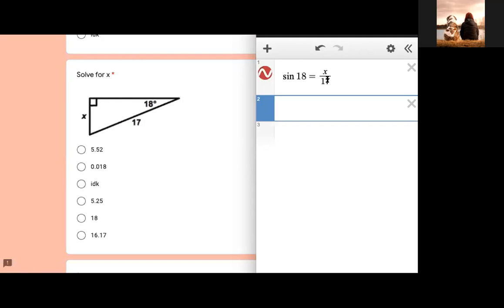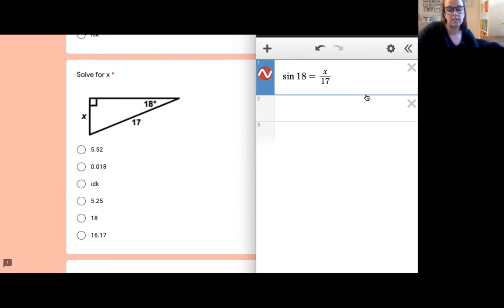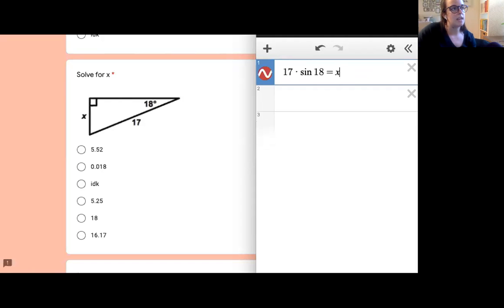The opposite of division is multiplying by 17. Yeah, definitely. So we're going to multiply by 17 on this side, and that means what we do on one side, we have to do on the other. I love what Anna said there. Since this is division, the opposite of division is multiplication. That's why I'm doing that. So this 17 and that 17 are going to cancel out, and that's going to leave me with just x on this side, right? So I really need to get 17 times sine 18. I need to calculate this in order to find out what x is.